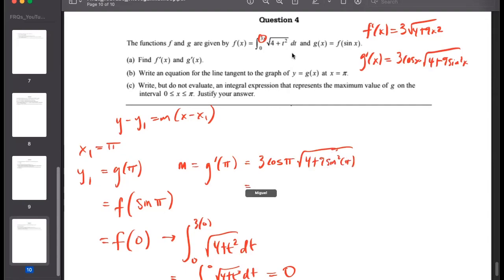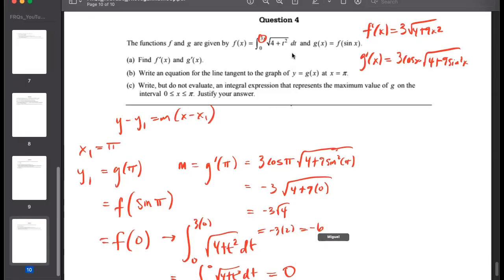Let's simplify that. Cosine of pi is -1, so I have -3 on the outside, root 4 plus 9 sine squared of pi. Sine of pi is 0, so that's kind of nice. So we're just left with 9 times 0. So we have -3 root 4, and root 4 is 2, so -3 times 2, which is equal to -6.